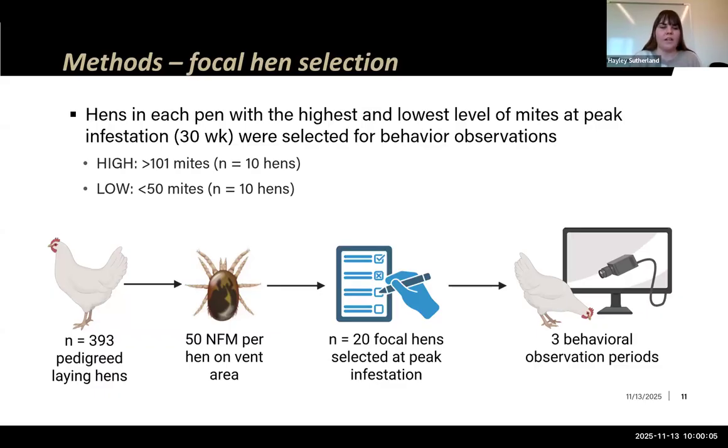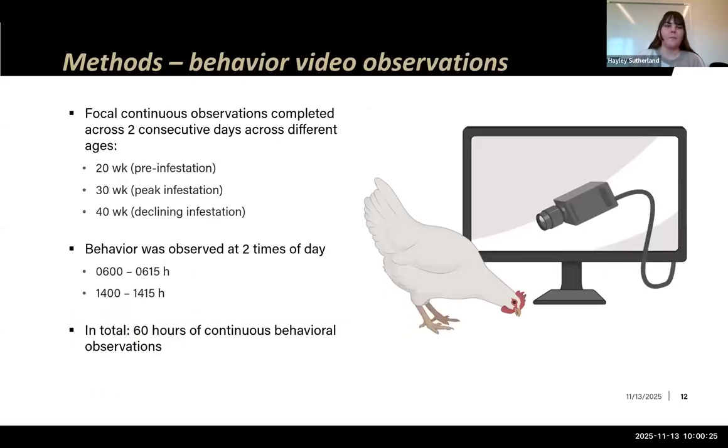So the way we did this was we had our 400 hens on the trial. It was at 24 weeks of age that we infested them with 50 fowl mites per hen on the vent area. Everybody received the same treatment. We selected our focal hens at 30 weeks of age, which is when infestation was expected to peak, and then we went back and we collected our behavior observations.